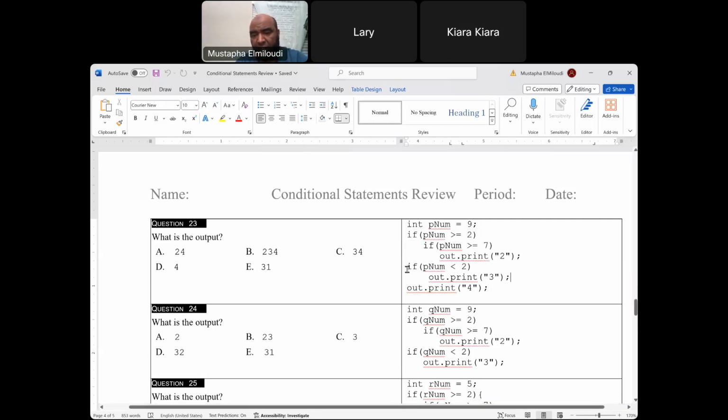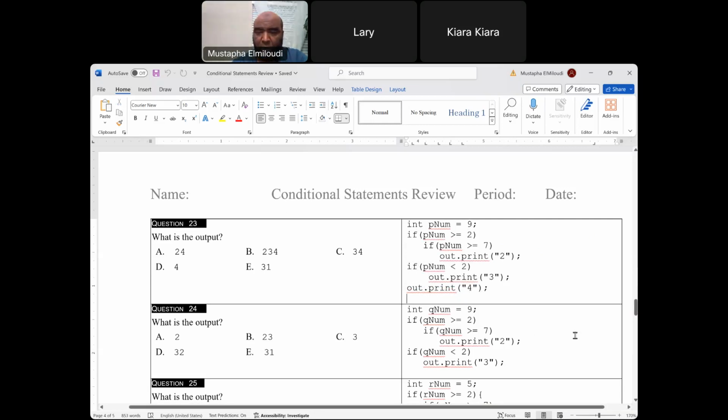Now this if statement is a separate one. It's not part of the first one, it's separate. Is 9 less than 2? No, but print 4 is a separate statement. So now we're going to print 2, 4, and that's A.